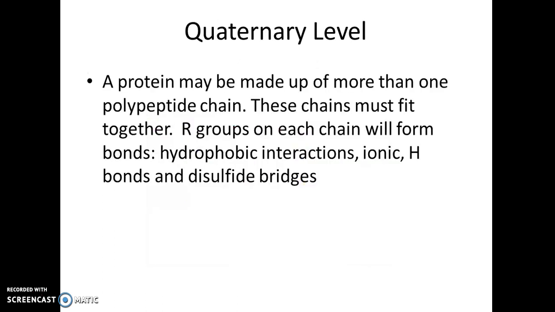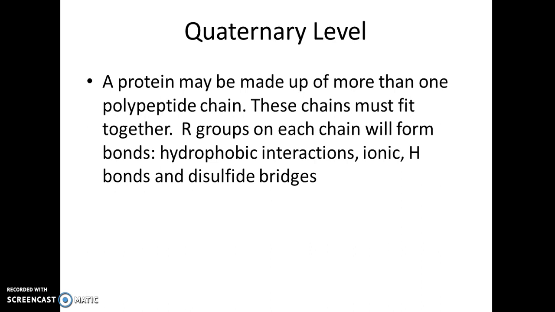Well, a protein can be made up of more than one polypeptide chain. And the polypeptide chains have to fit together. And what happens is the R groups on the different chains will react through hydrophobic interactions, through hydrogen bonds, through ionic attractions, and through disulfide bridges. An example of that would be hemoglobin.